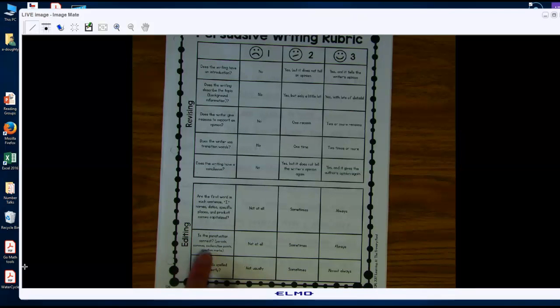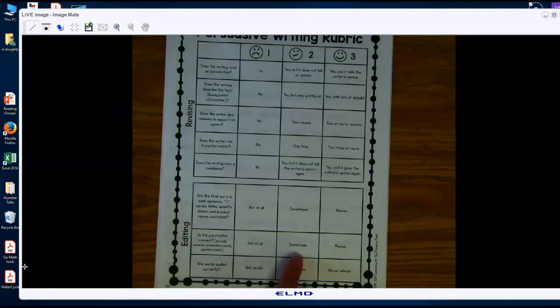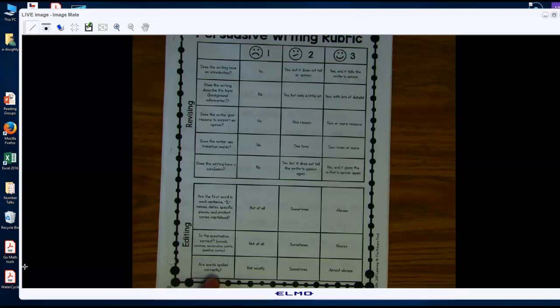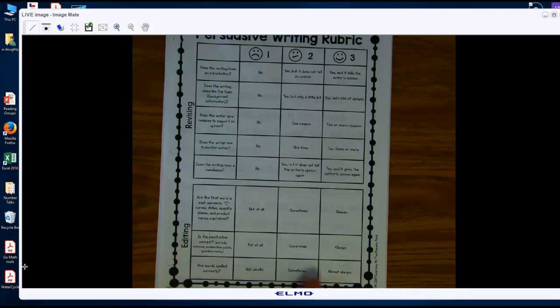Is the punctuation correct? Do you put periods and commas and exclamation points and question marks where they're supposed to be? Not at all. Sometimes. Always. Are your words spelled correctly as best as you can using your purple folder? Not usually. Sometimes. Almost always.